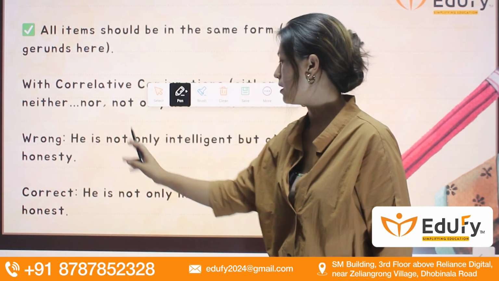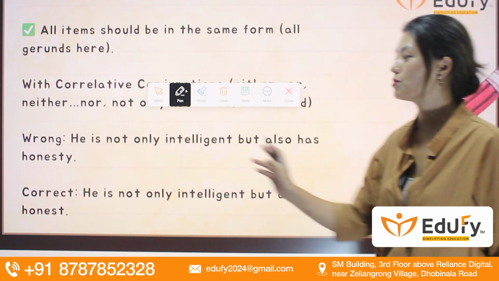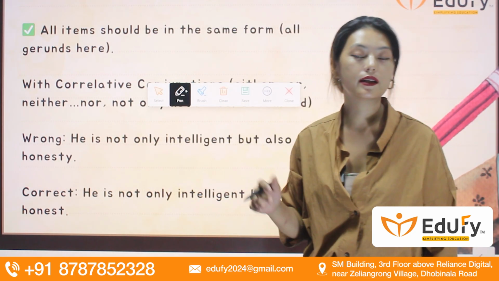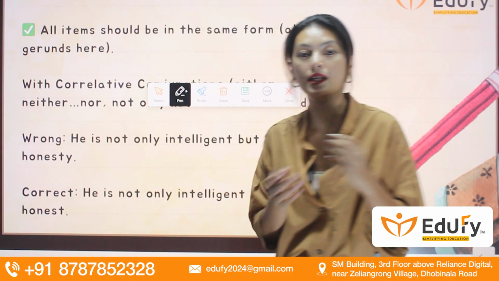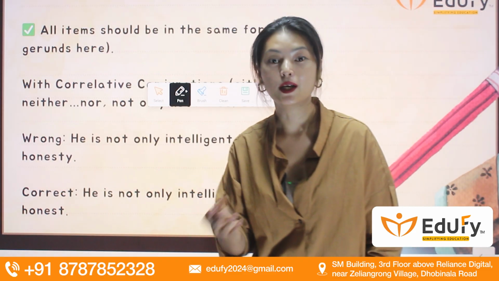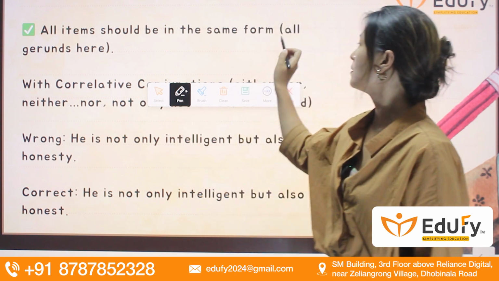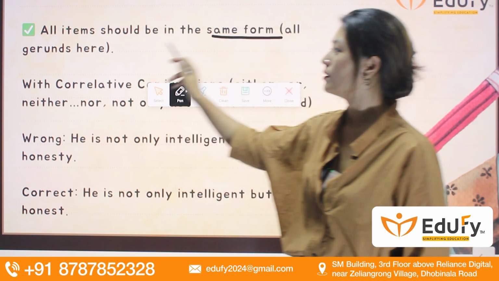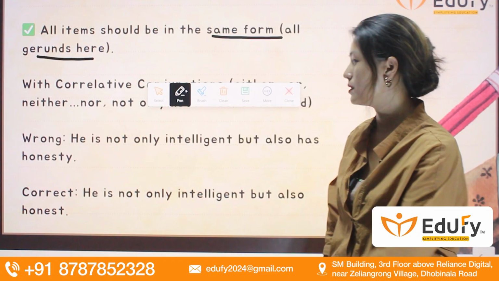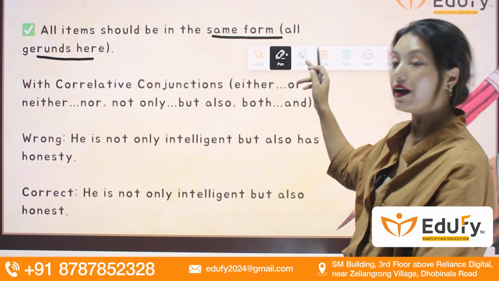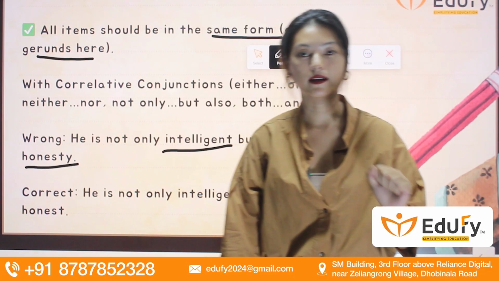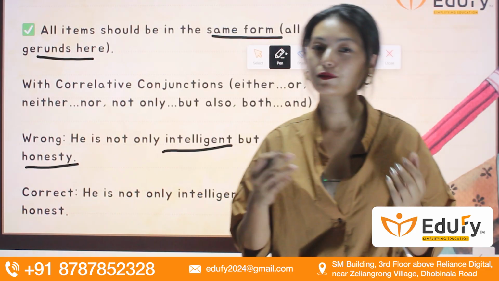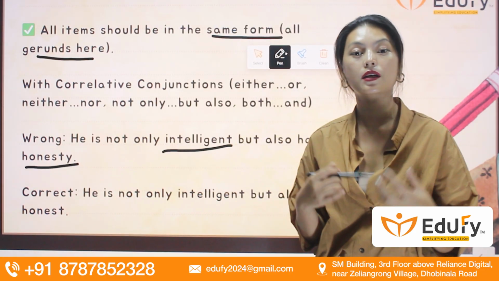He is not only intelligent but also has honesty. Now it seems like I'm talking about this person and his quality of being intelligent and honest as well. So two things. These are the adjectives in the sentence, that is intelligent and honesty. So these are correct. But then within the sentence, there seems to be an awkwardness.